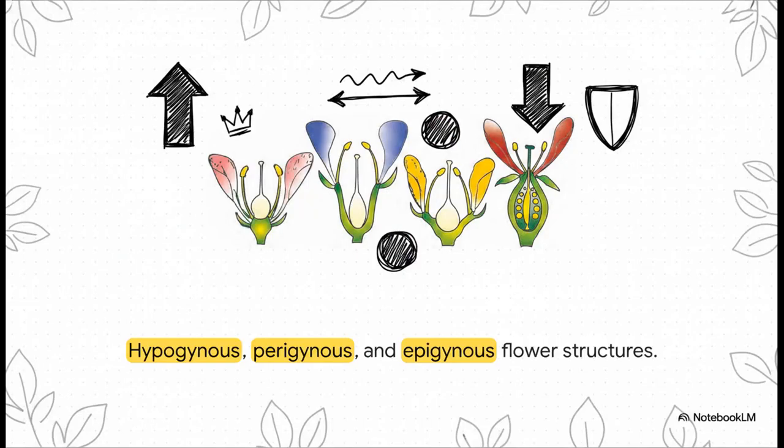Now check this out. The physical position of that female ovary actually dictates how we classify the whole flower. On the left, in a hypogynous flower, the ovary sits at the absolute top. It's superior to everything else. In the middle, a perigynous flower has the ovary and all the other parts sitting at roughly the same level around the rim, making it half inferior. And on the far right, the epigynous flower is wild. The thalamus actually grows upward, completely enclosing the ovary. So the other parts sit above it, making the ovary completely inferior.